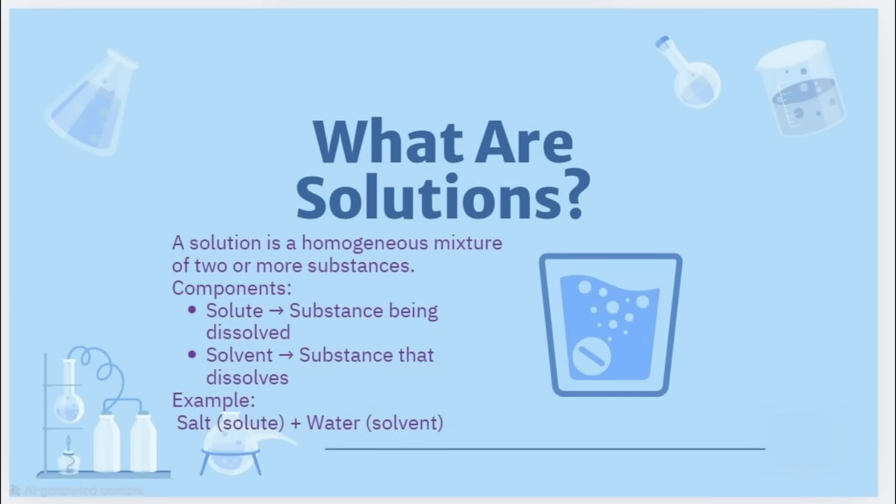Now let's learn what solutions are. A solution is a homogeneous mixture of two or more substances. Components: solute is a substance being dissolved and solvent is a substance that dissolves it. Example: salt plus water. Salt is the solute and water is the solvent.